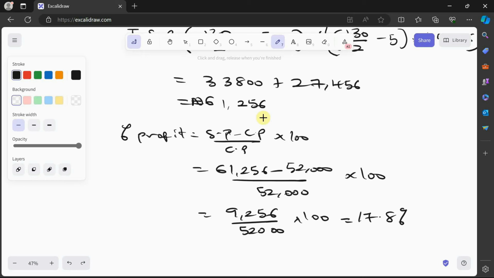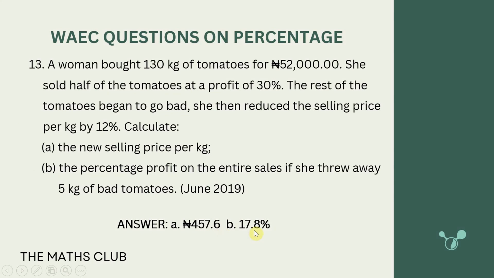Let's see if we're correct. Great. So you see 457.6 and 17.8%.